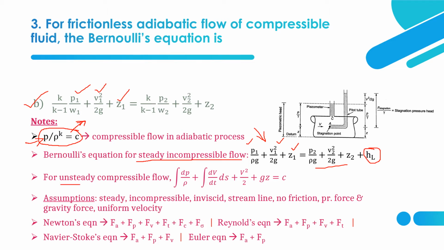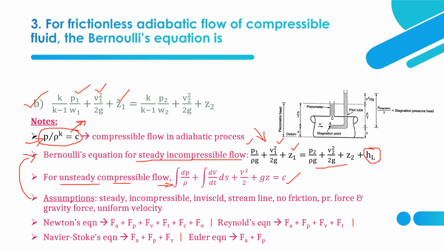And what if the flow is unsteady and compressible? Then the general formula goes like this: integration of dp by rho plus integration of dv by dt ds plus v square by 2 plus gz equal to a constant. So this is the general equation for unsteady compressible flow. So what are the basic assumptions in deriving the Bernoulli's equation for steady incompressible flow?